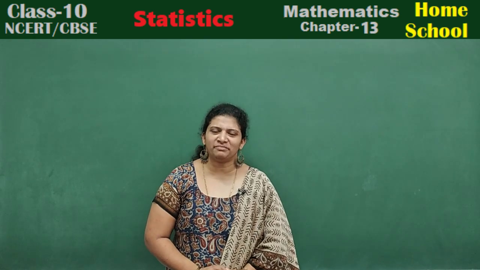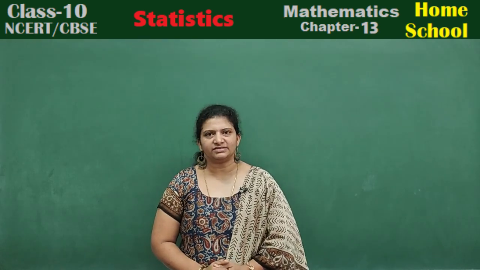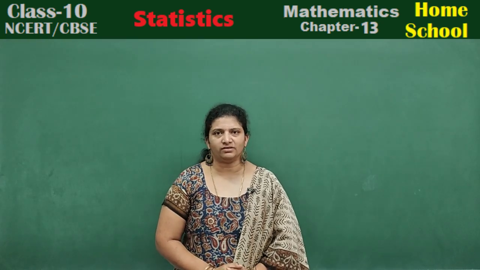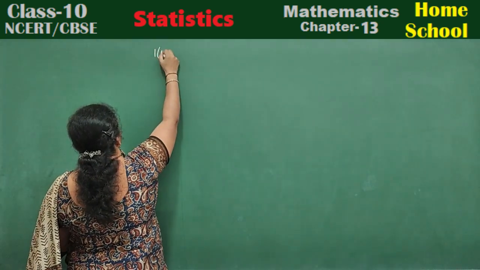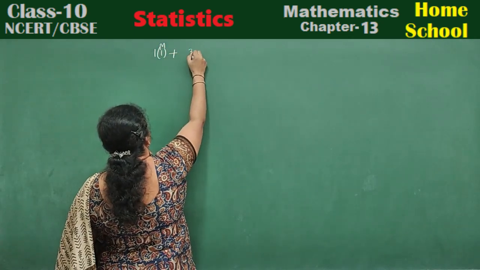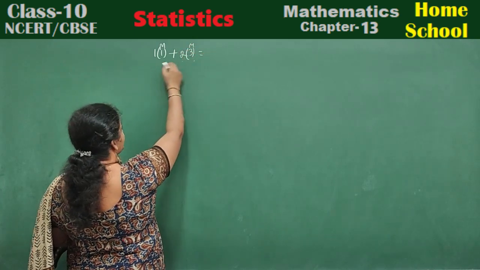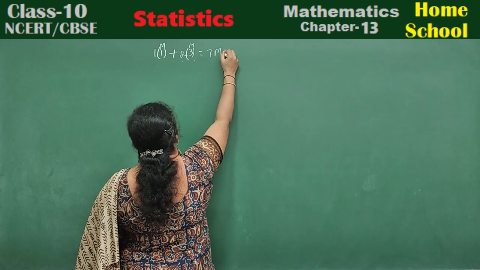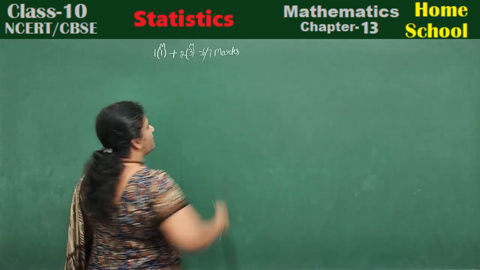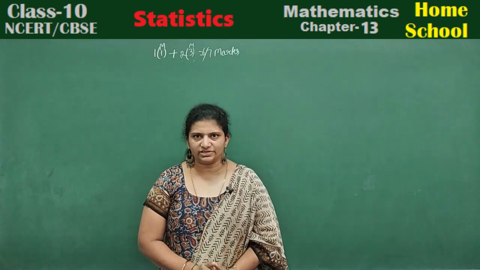This is your class 10 Mathematics NCERT or CBSE board. We are in chapter 13, Statistics. The weightage for this chapter will be 6 or 7 marks. There may be a chance of asking 1 mark, 1 question and 3 marks, 2 questions. That is 3 twos are 6, 6 plus 1 will be 7 marks, or 6 marks. From this chapter, we'll get only 1 mark and 3 marks questions.